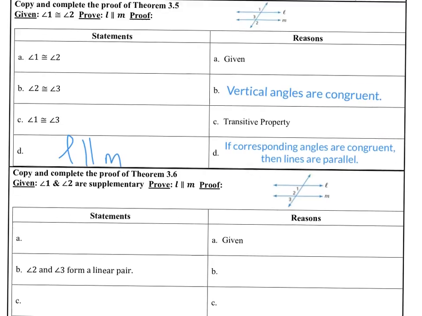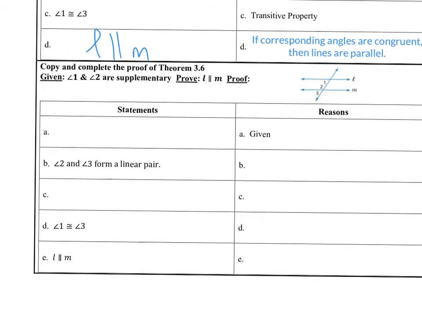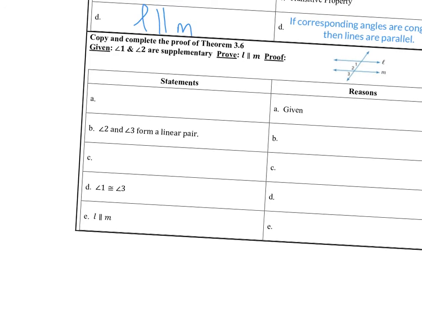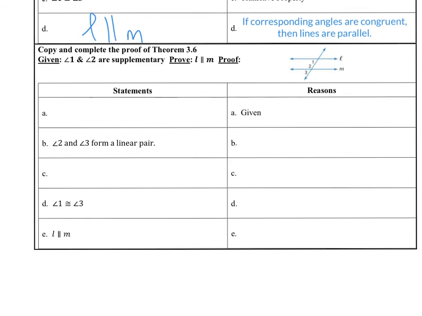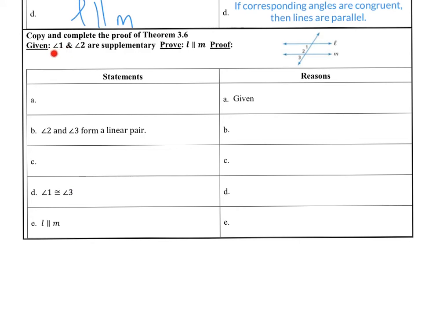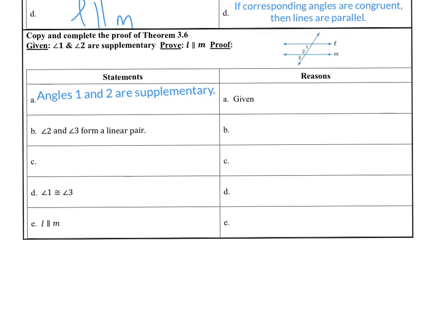So let's just go through another example right here, and it'll be a little bit longer. Instead of having A through D, four lines, we have 5 lines now, A through E. So it says copy and complete the proof of theorem 3.6, which is the consecutive interior angles converse, okay? So it says that angles 1 and 2 are supplementary. Prove that line L is parallel to line M. So this first statement here is blank, but then it says given. What's given to you? That angles 1 and 2 are supplementary. So unfortunately, that's not enough to say, hey, this is my answer. I don't need to say anything else for the proof.